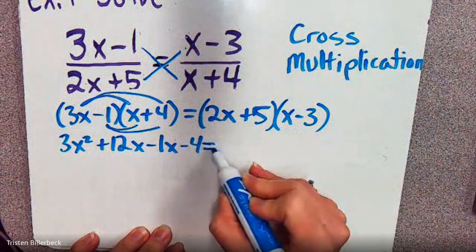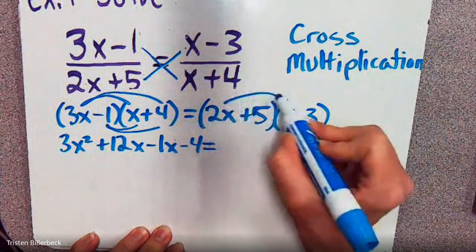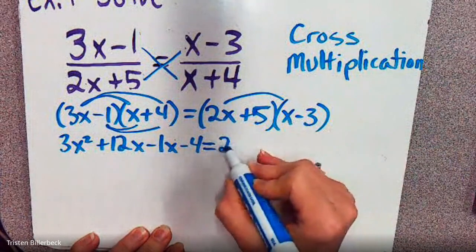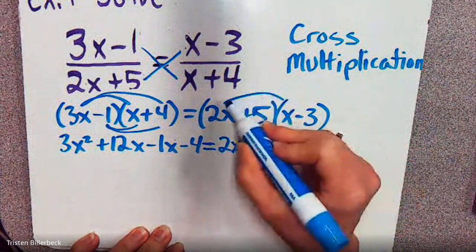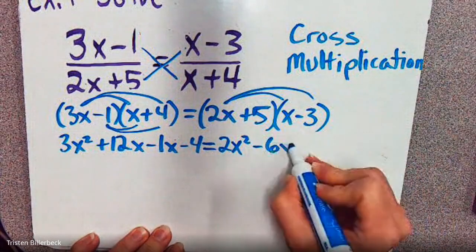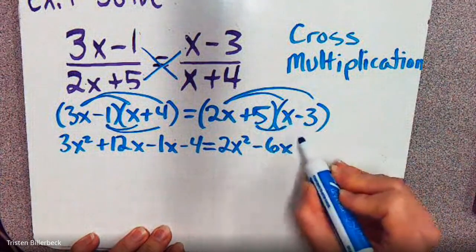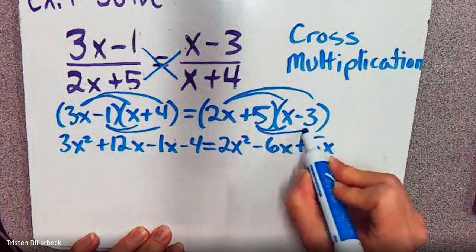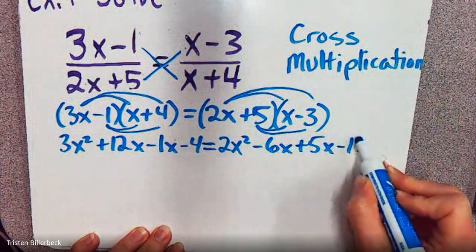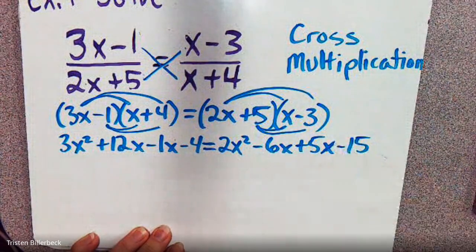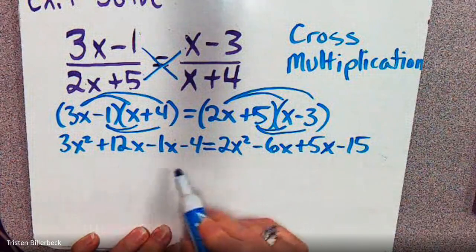Then we do it again. How fun. FOIL, FOIL, FOIL. 2x times x is 2x squared. 2x times negative 3 is negative 6x. Then we have 5x and negative 15. So we have just done some FOIL. Okay, so we have to simplify.